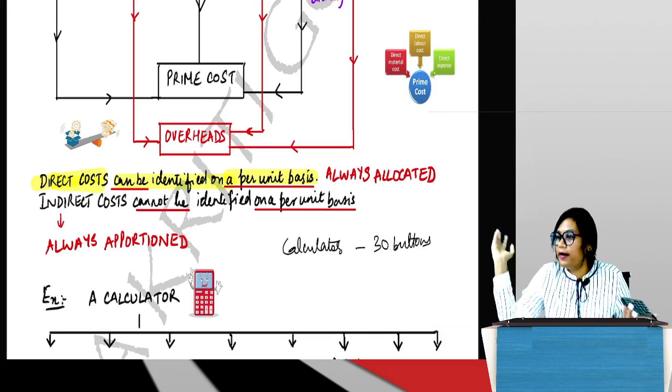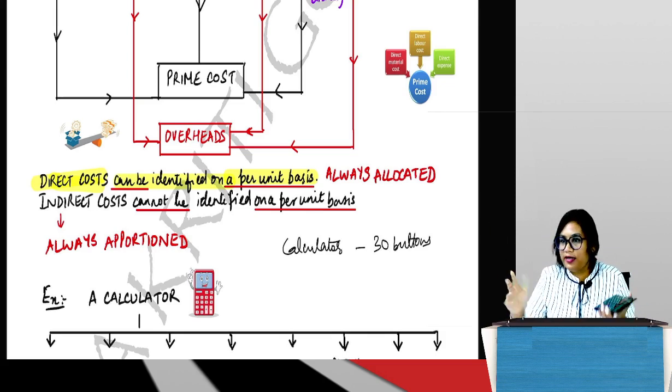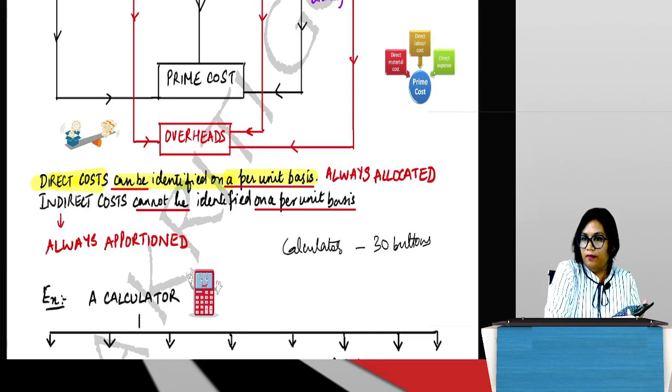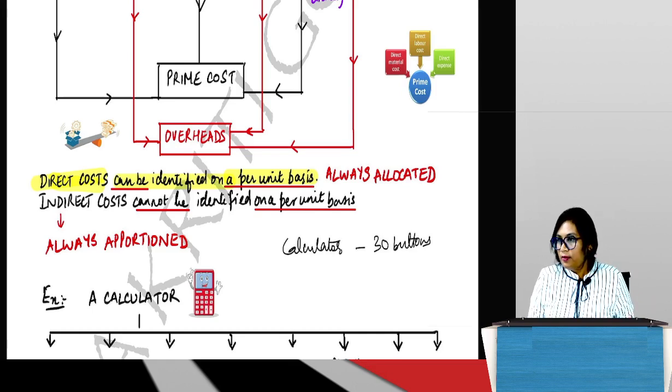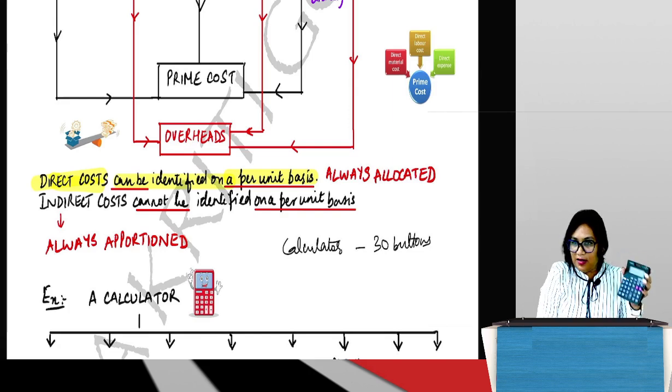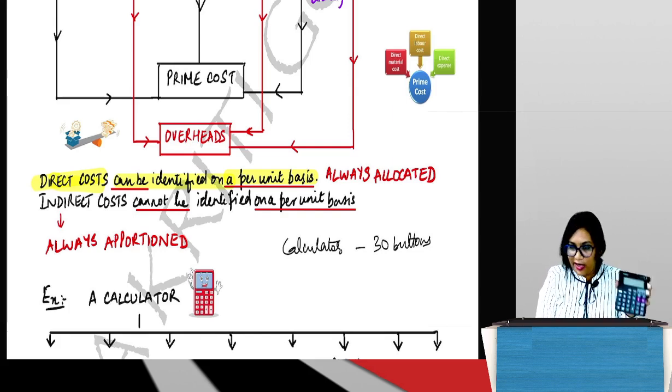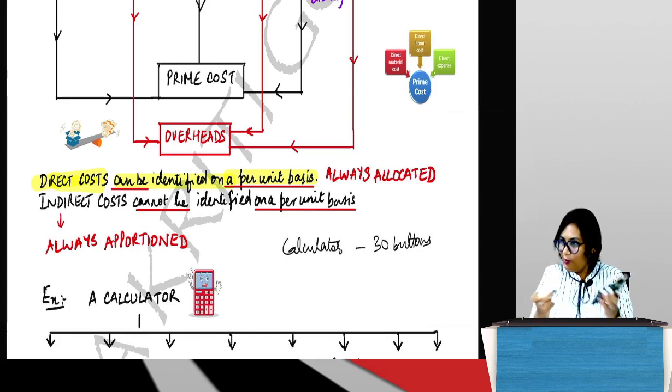What if I am manufacturing 10 products? Let's say I am manufacturing this calculator, I am manufacturing this remote, okay, I am manufacturing this plug here. So rent is attributable to all 3, no? All 3 of them are being manufactured in my godown. But when you see these buttons and when you see these buttons, they are all different. So you know these buttons are for the calculator, you know these buttons are for the remote. So you are able to identify them on a per unit basis, right? So direct costs are those costs which can be identified on a per unit basis.